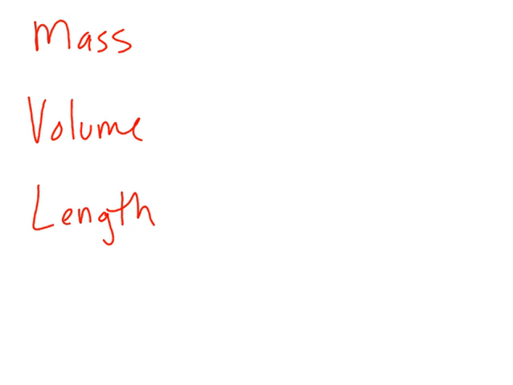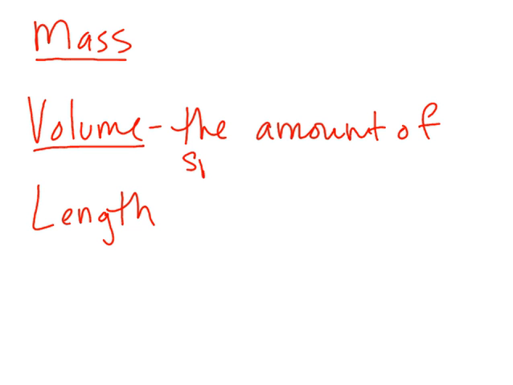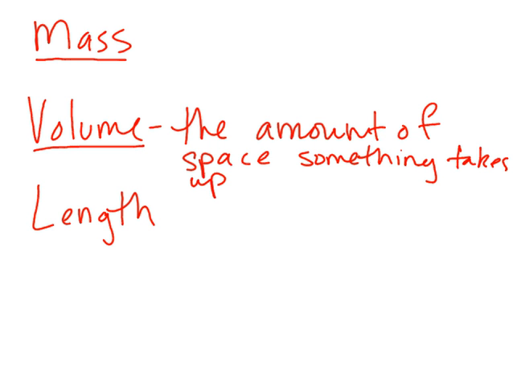Now, the definition of matter is anything that has mass and takes up space. So obviously, I say taking up space as I underline the word volume. So your definition of volume is the amount of space something takes up. Volume will be the focus of our lab tomorrow. And you're going to find the volume of two different objects, and for each one, two different ways.